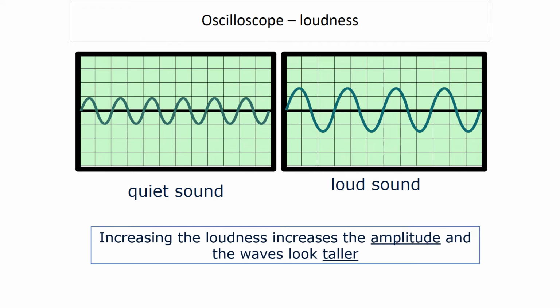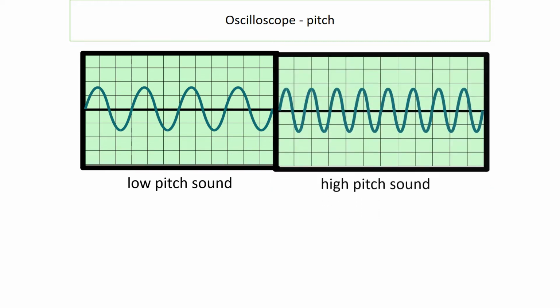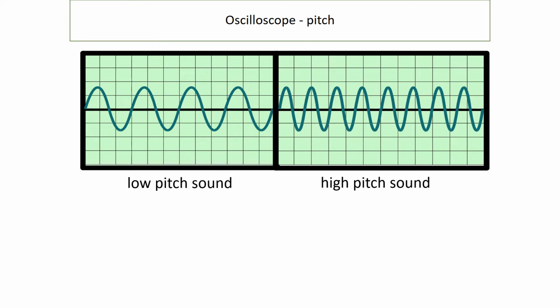So increasing the amplitude means that we increase the height of the waves, therefore they look taller. When we're talking about pitch, this is a low pitch sound, so that's like a deep voice, and a high pitch sound, which would be a squeaky mouse-like noise.